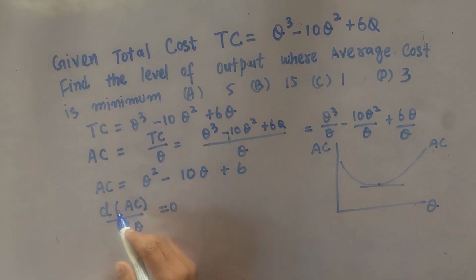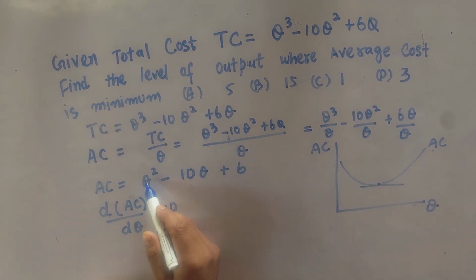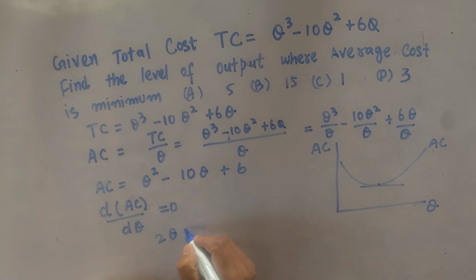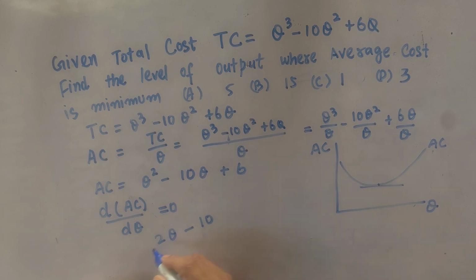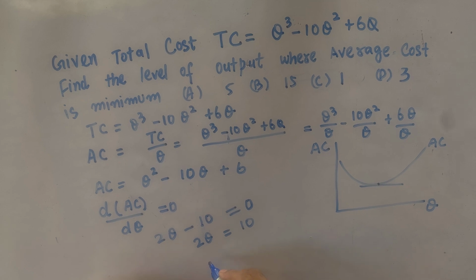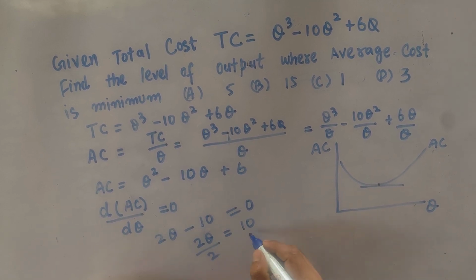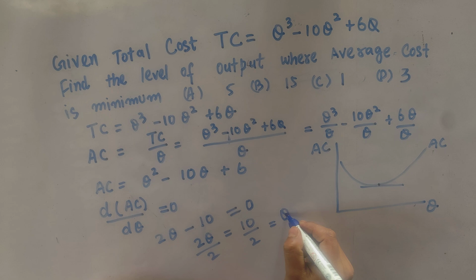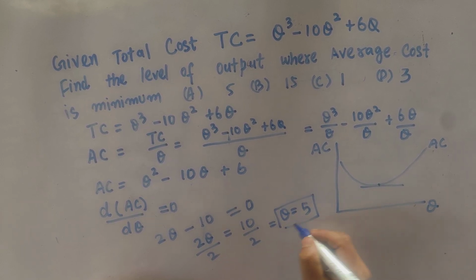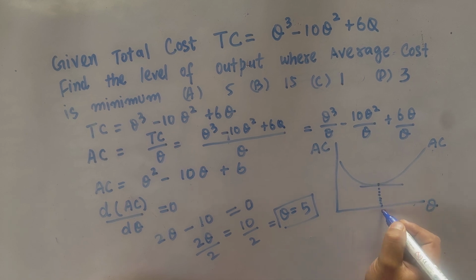Now let's take the derivative of this function with respect to Q. The derivative of Q square is 2Q, minus the derivative of 10Q, which is 10, and the derivative of a constant is 0, and we set it equal to 0 to get the slope equal to 0. That gives us 2Q is equal to, transposing it, plus 10. Dividing both sides by 2, we get Q equal to 5, since 2 ones are 2, 5 twos are 10. That means our average cost will be minimum at the output level of 5 units.